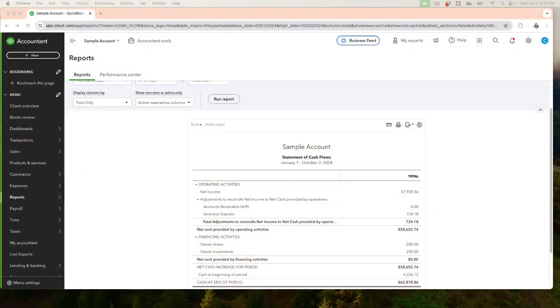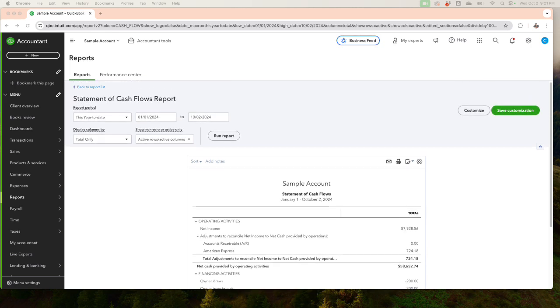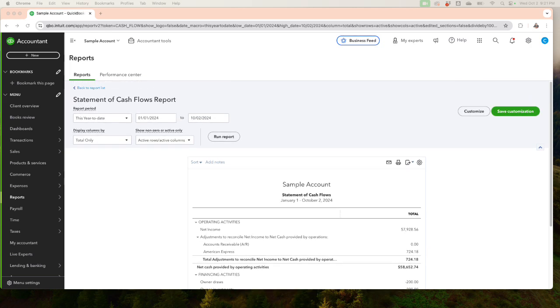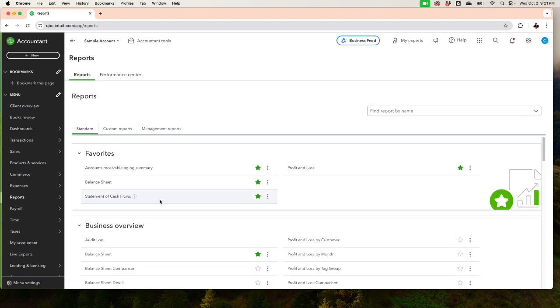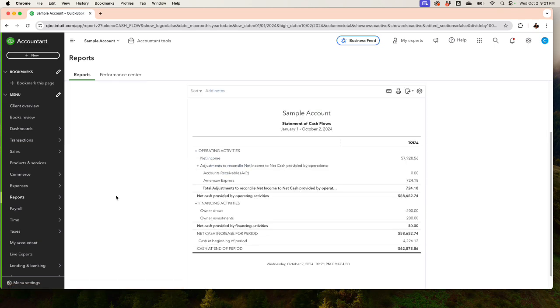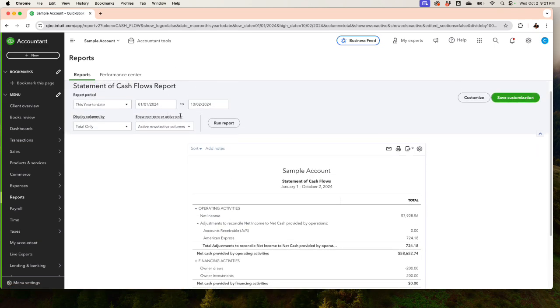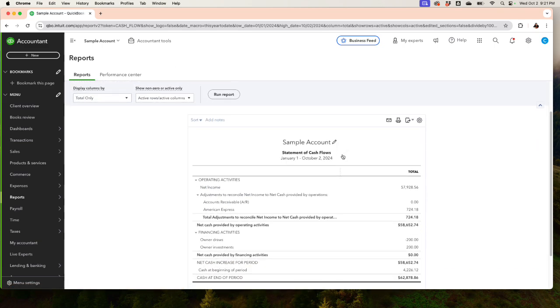Without much further ado, we're going to go straight into QuickBooks, and we're going to go into the statement of cash flow. How to get there? Left-hand side, reports. I have mine under favorites, and there it is. You can change your date right over here. And here is what's going on with the statement of cash flow.